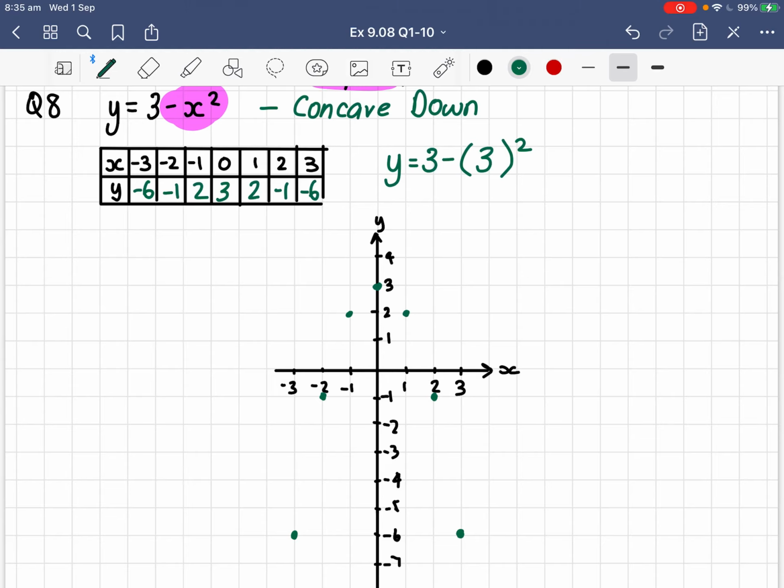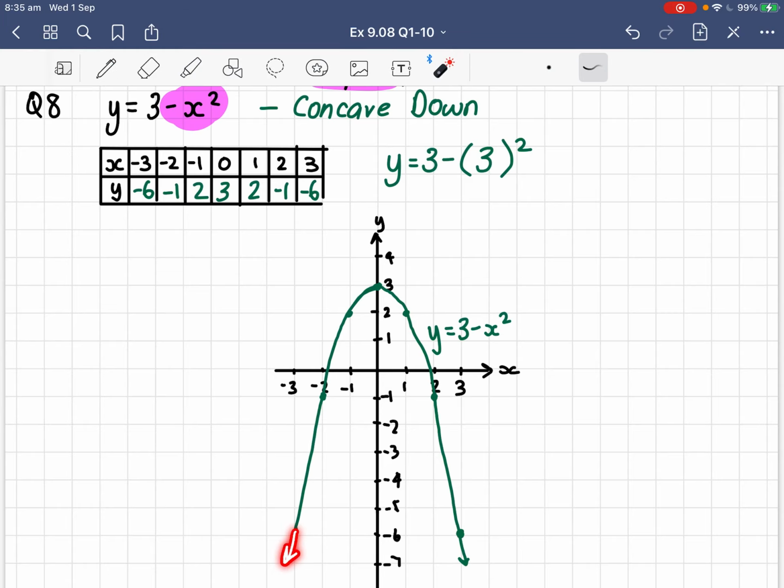Now we want to connect these points using a curve. So we don't want it to do a straight line. We want it to curve like so. And we want it to be smooth. Although mine isn't very smooth, you want to try and do it smooth. It will take a little bit of practice. We then want to write our equation of y equals 3 minus x squared, and we want to make sure that we have arrows as our parabola will continue on forever.